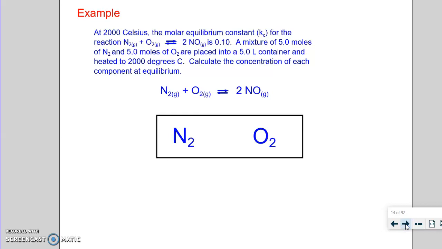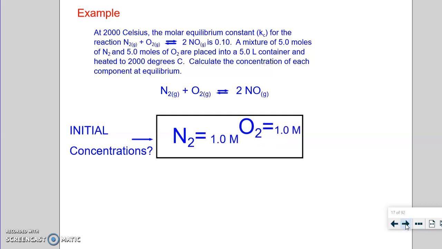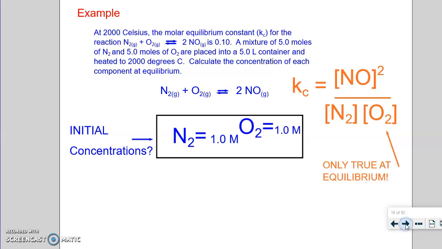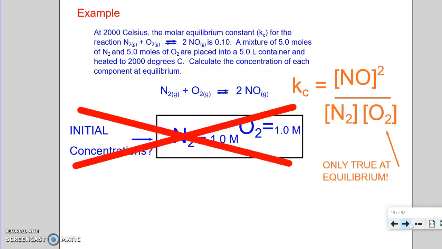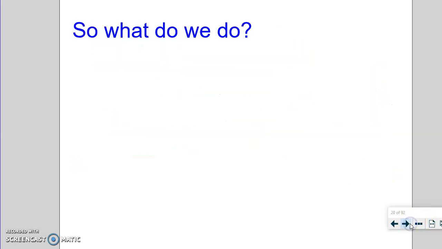So we have a box, some reaction vessel. We put nitrogen and oxygen into the box. Notice it doesn't mention NO. The initial concentrations are, well, for nitrogen we've got 5 moles divided by 5 liters. So that's 1.0 molar, and same for oxygen. Same numbers there. So those are our initial. And our K expression here, we can write as NO squared over N2 times O2 molarities. But that K value is only true at equilibrium. Notice the amounts they give you are not at equilibrium. They're initial amounts. They're the amounts that we put in before they react. So we cannot use those numbers. We cannot plug those numbers into the K expression.